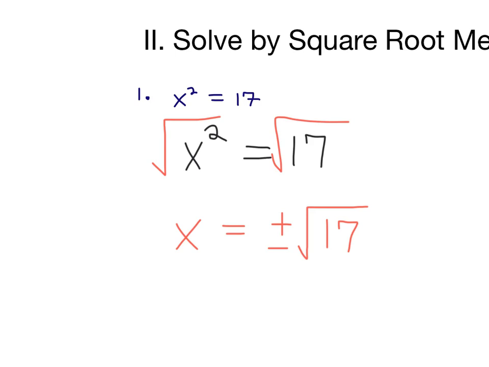You know how there were times you could pull out, let's say for 24, you could pull out a 4. Can we do that? Yes. And we're going to see that coming up. All right, let's try the next one. Number 2.